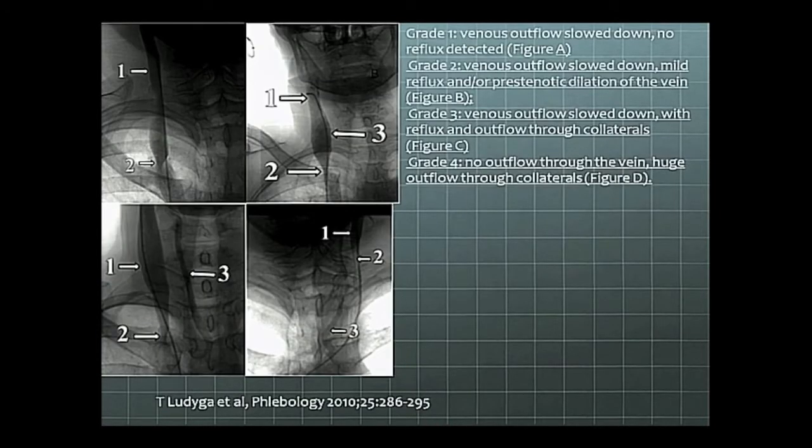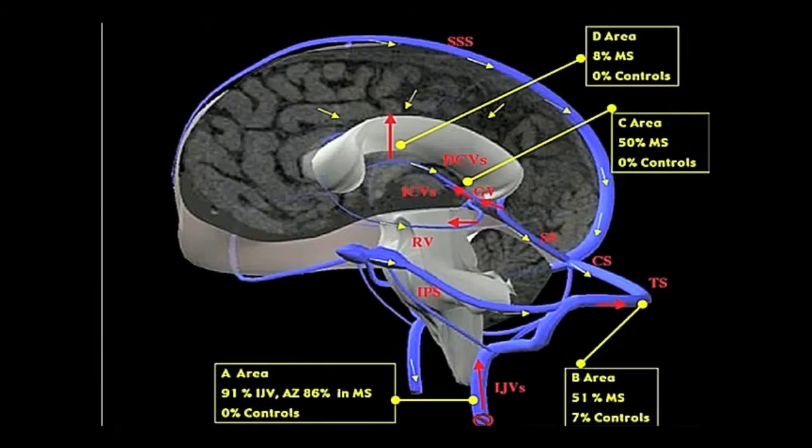This is a classification system that's been proposed, and I'll organize part of the talk with this. Grade 1 is slowed venous outflow without reflux detected. Grade 2 is venous outflow slowed down, mild reflux, prestenotic dilatation of the vein. That's shown here, and I'll show you more examples. It's a little hard to see some of these, but just to go through the classification system: Grade 3 is outflow slowed down with reflux into collaterals, and 4 is actually no flow down into the caudal aspect of the internal jugular vein.